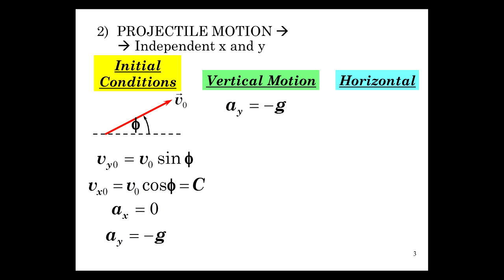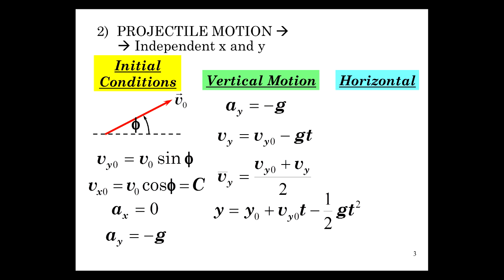The vertical motion equations. Well, we just said ay is equal to negative g. vy is vy0 minus gt. We've developed these before, so I'll just list them. The average vertical velocity under uniform acceleration is the initial plus final divided by 2, so that's the average. The vertical position is y0 plus vy0 t minus 1/2 g t squared, and then vy squared is vy0 squared minus 2g delta y. So these are important.